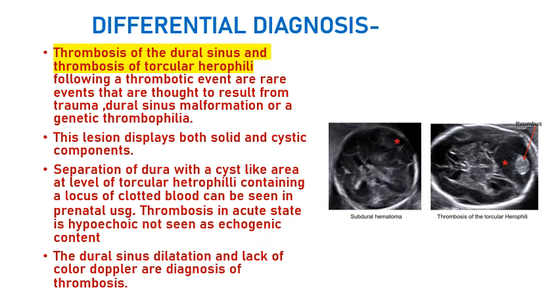Now, thrombosis of the dural sinus and thrombosis of the torcular herophili. Following a thrombotic event, these are rare events that are thought to result from trauma, dural sinus malformation or genetic thrombophilia. This lesion displays both solid as well as cystic components. Separation of the dura with a cyst-like area at the level of the torcular herophili containing a locus of clotted blood can be seen in prenatal ultrasound. Thrombosis in the acute state is hypoechoic, not seen as echogenic content. Dural sinus dilation and lack of color Doppler flow are diagnostic of thrombosis.